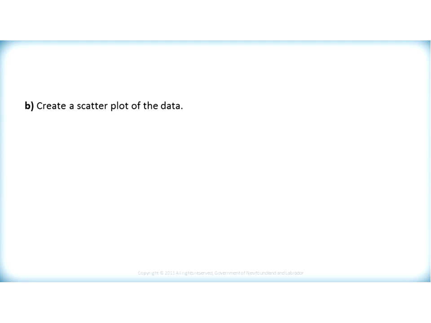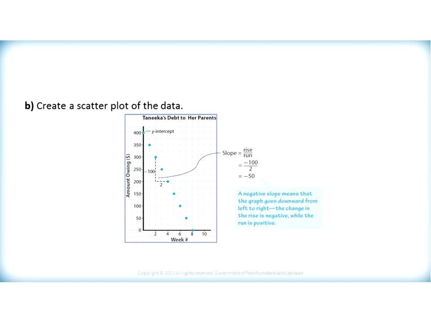So we're going to create a scatter plot of the data. We're going to take the values in our table and create a scatter plot for them. And this is what we should see. We have a y-intercept of 400, and we have a slope, a rate of change of negative 50.